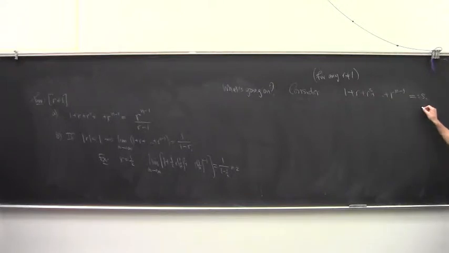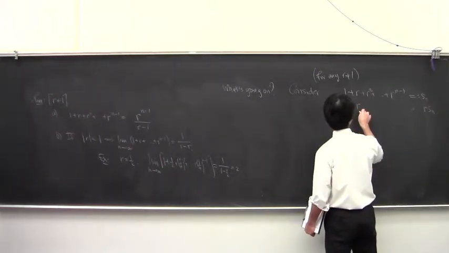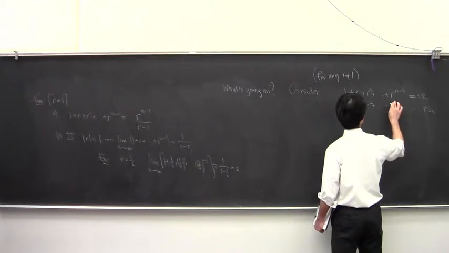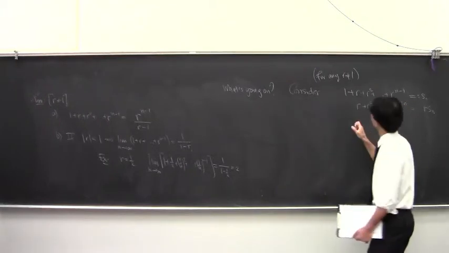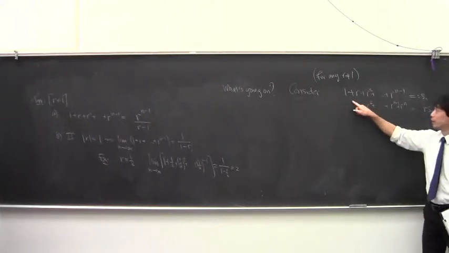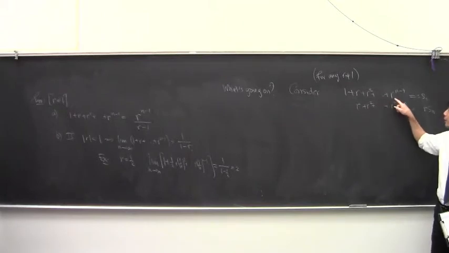What happens if I multiply that thing by r? What do I get? Everything will be raised by a power. I'm going to get r plus r squared plus up to r to the n minus 1 plus r to the n. If I multiply everything by r, the 1 becomes an r, the r becomes an r squared, the r squared becomes an r cubed, and the r to the n minus 1 becomes the r to the n.